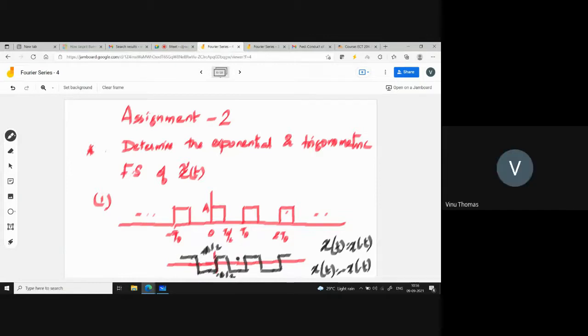Very good. So if it is an odd signal, what does that tell you about its Fourier series?